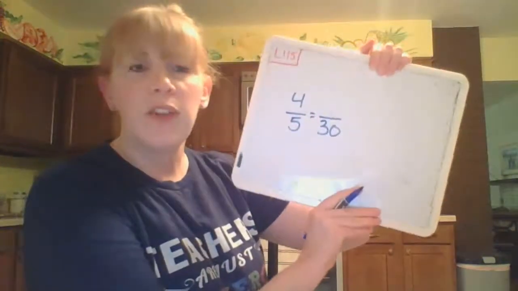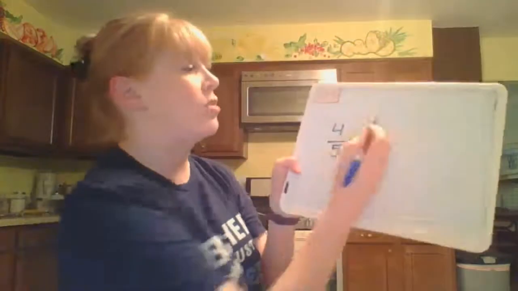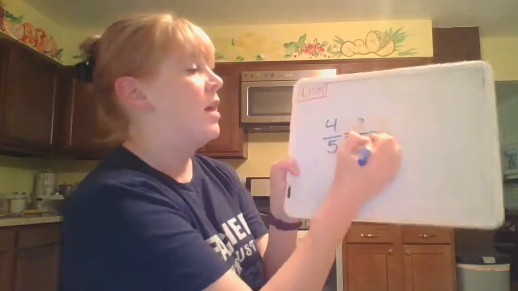We're going to try one more. And then I'm going to set you loose. We're going to do 4/5. So the cheat code would work for this one, but we're not going to use it. We're still going to use loop method. 4/5, and I want to have an equivalent fraction with 30 as my denominator. So need to find that numerator.